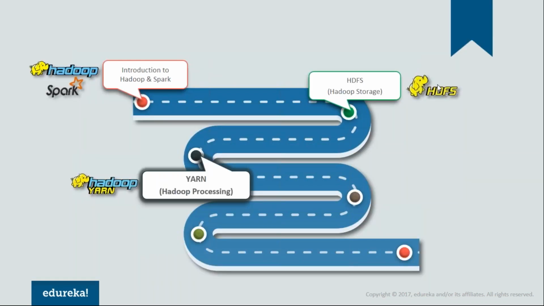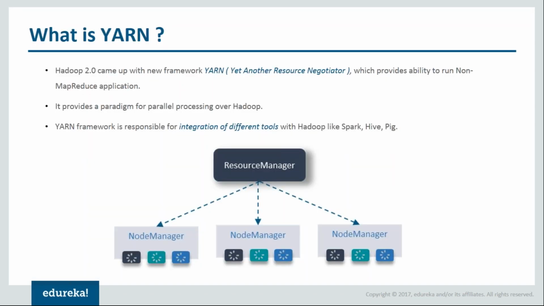So we have seen HDFS, now let us take a look at Yarn, which is the processing unit of Hadoop. So what is Yarn? Yarn is nothing but MapReduce version 2. When Hadoop came up with its new version, Hadoop 2.0, it introduced Yarn as the new framework, and it stands for Yet Another Resource Negotiator, and it provides the ability to run non-MapReduce applications.